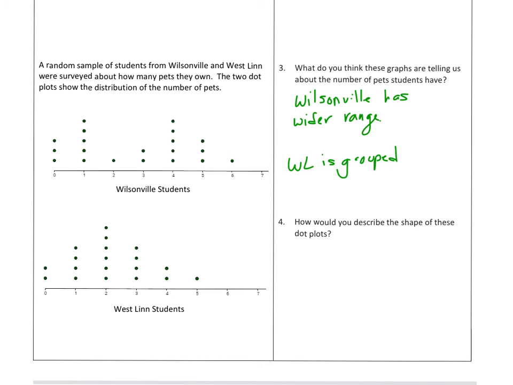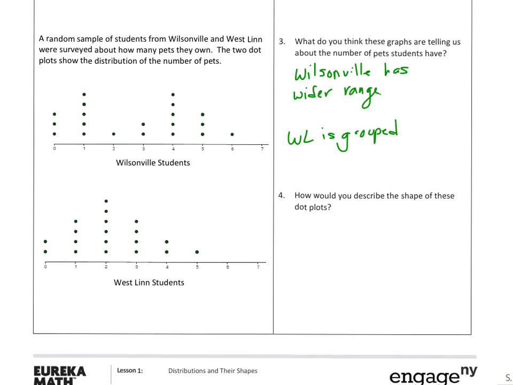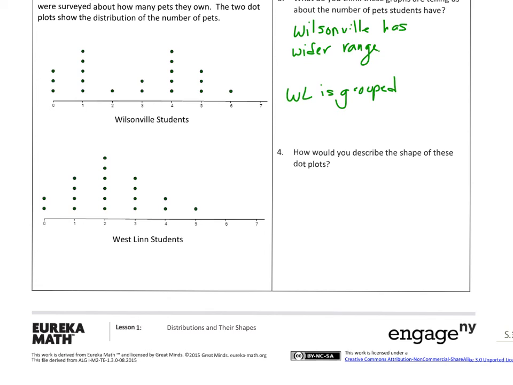All right, and then talking about the shape of our distributions. For Wilsonville, we've got some highs and some lows, right? It goes up and then down again and then up again. So we would say that the Wilsonville one would be bimodal. And then for Westland, look at the shape of it. It's not perfectly symmetrical, but that's pretty good though. So we'd say that's mound shaped.